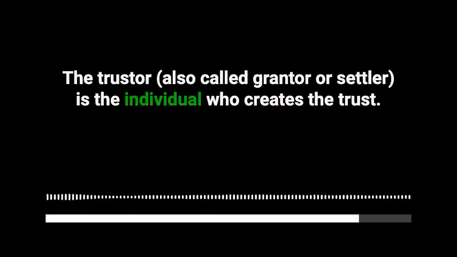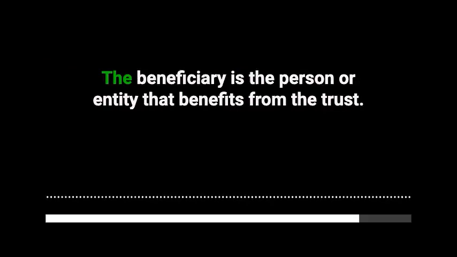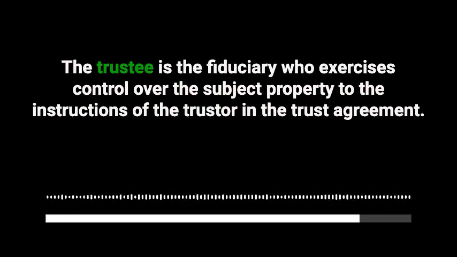The trustor is the individual who creates the trust. The beneficiary is the person or entity that benefits from the trust. The trustee is the fiduciary who exercises control over the subject property according to the instructions of the trustor in the trust agreement.